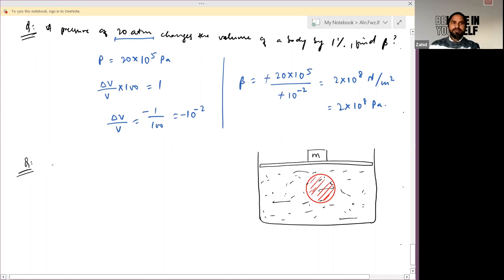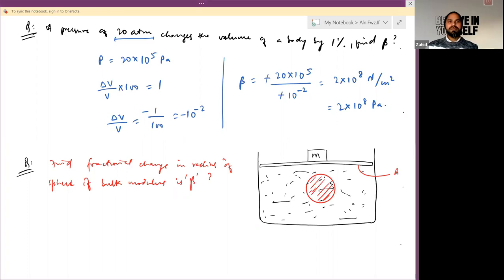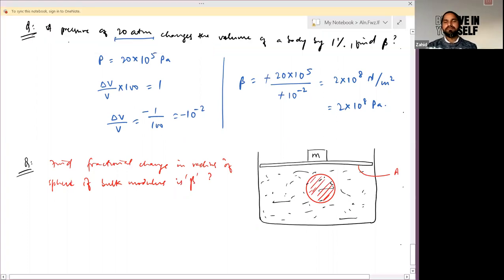So you'll be asked, find the fractional change in radius of the sphere if the bulk modulus is beta. Let's say the area of this particular piston is A. Try to solve. Okay, sir.